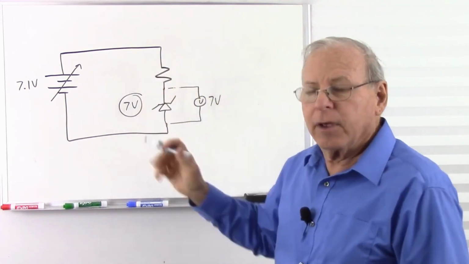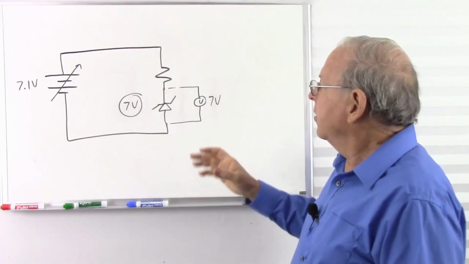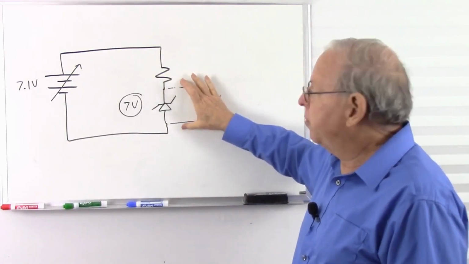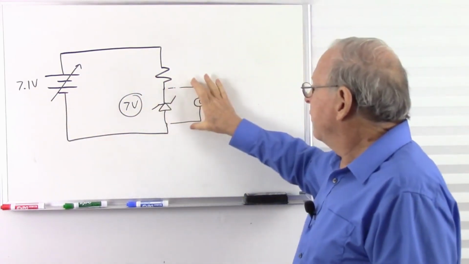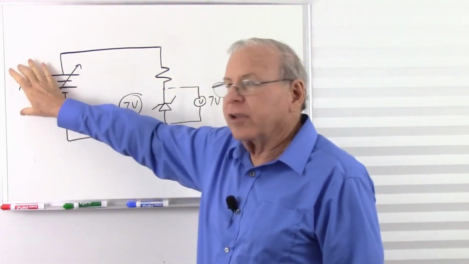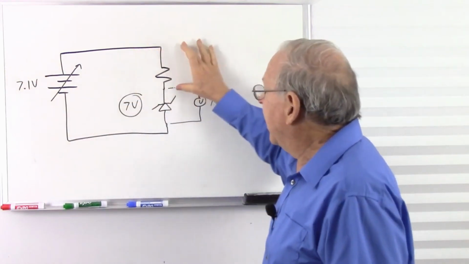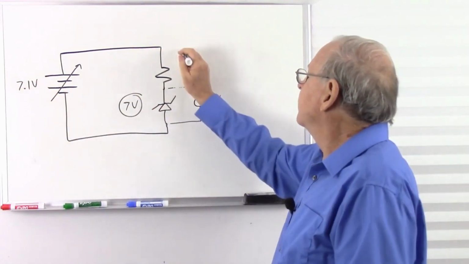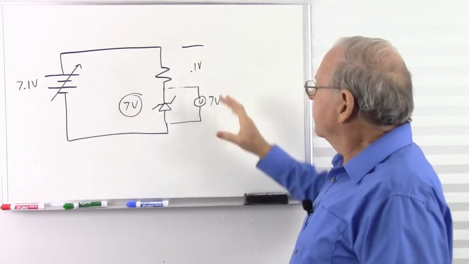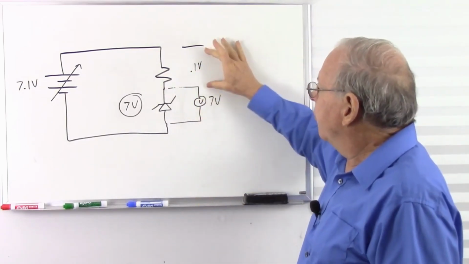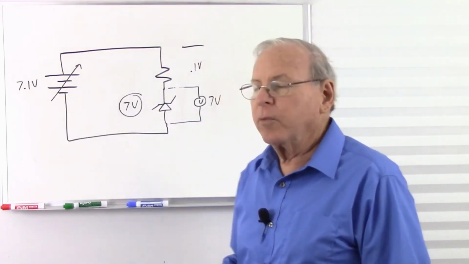What's that do here? Well, Kirchhoff's voltage law says that the voltage across our components must add up to the source voltage. So if we have 7 volts here and 7.1 volts here, we must have our other tenth of a volt right here. So now everything adds up. 7 volts, 0.1 volts, adds up to 7.1 volts.